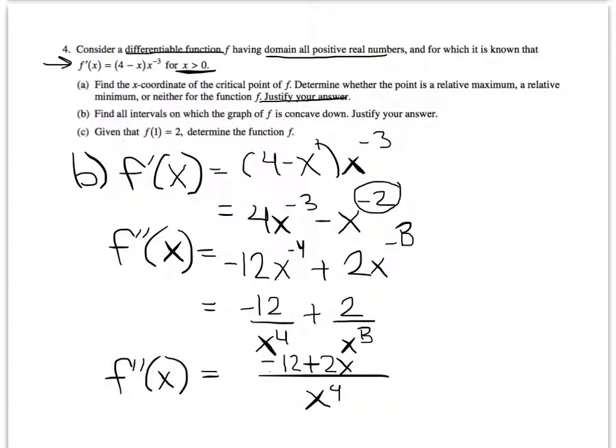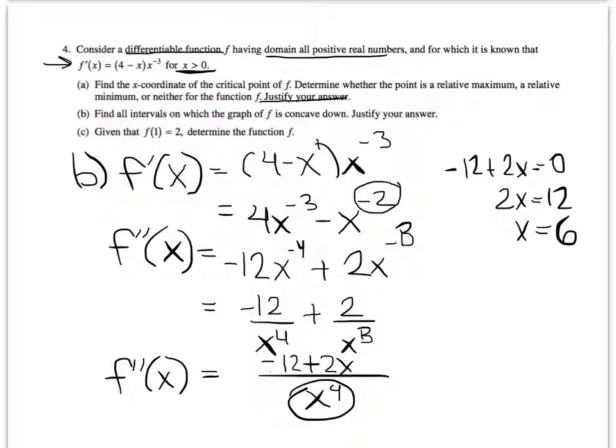Now, to find out where a critical point happens is when the derivative equals 0. So negative 12 plus 2x is equal to 0. So then 2x equals 12. So then x equals 6. Now, I don't have to consider when the denominator equals 0, because it would be 0, and 0 is not in the values for the domain, because x has to be greater than 0.